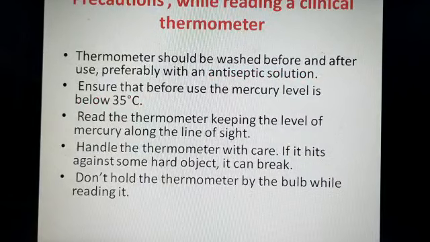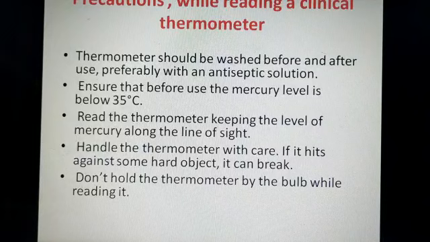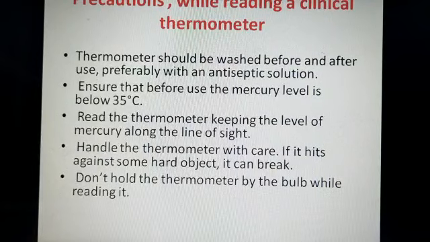Now, precautions while reading a clinical thermometer. The thermometer should be washed before and after use, and we wash it with an antiseptic solution. Ensure that before use the mercury level is below 35. Read the thermometer keeping the level of the mercury along the line of sight.